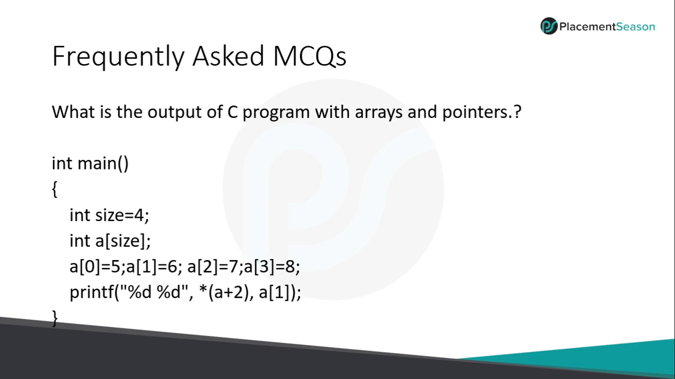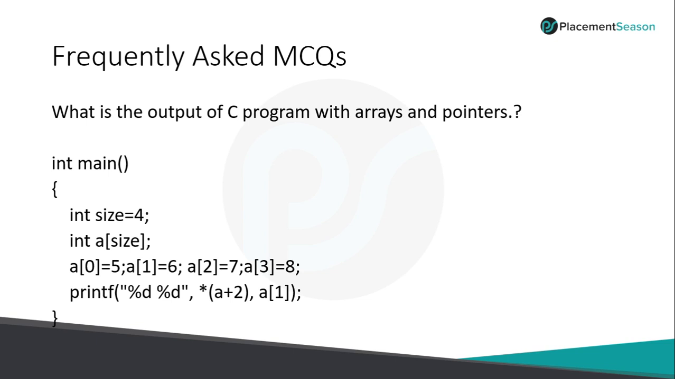So again, what is the output of this C program with arrays and pointers? Okay, now answer this. We have discussed the pointer with array concept and the array with pointer concept. If you answer this question, it means that you have understood arrays and pointers clearly.